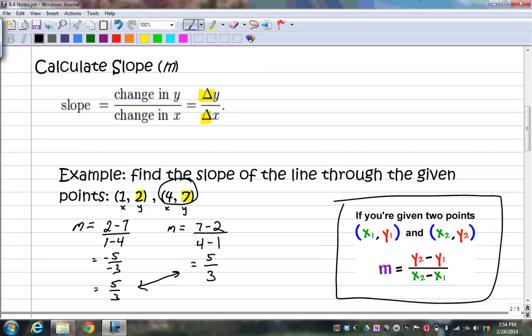What you have to be consistent about is what point are you choosing first. If I'm choosing this one for my x first, for my y first, then underneath that one has to be the first x that's listed. Okay, so just be consistent. Alright, let's move on.